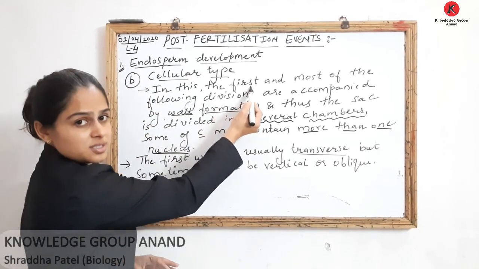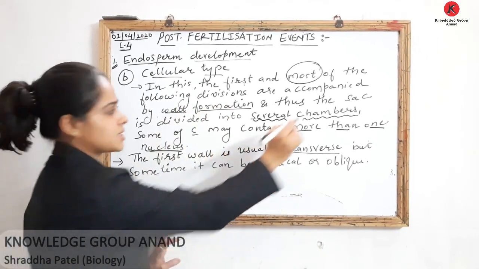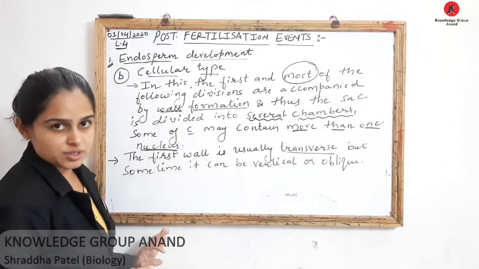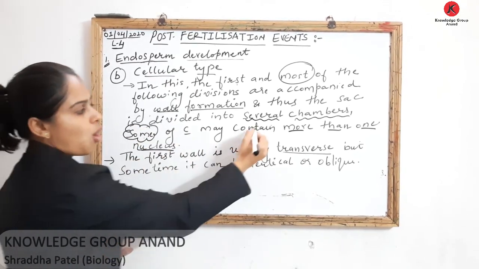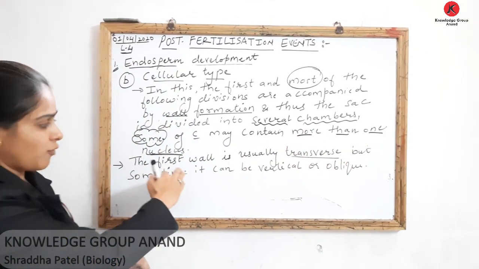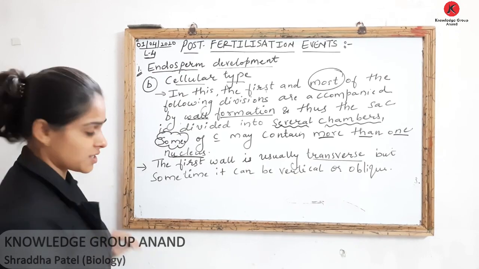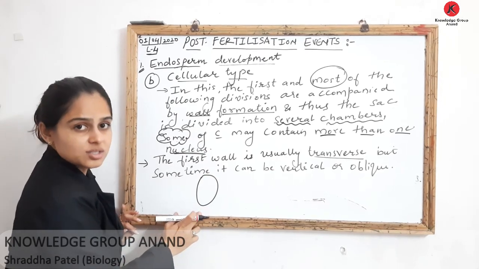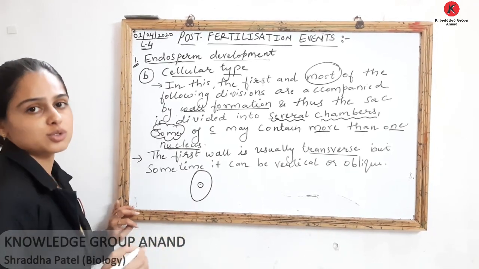Okay, so in this your first, मैंने आपको most of बोला है, सभी नहीं बोला, most of your cell division is accompanied by wall formation, and thus the sac is divided into several chambers, some of which contain more than one nucleus. Okay, ये wall formation या तो transverse होती है, या तो vertical होती है, या तो वो oblique होती है. Say for example, if I want to draw over here, once again this is your embryo sac, micropylar region, chalazal region, यहाँ पे आपका होगा embryo, and this is your primary endosperm cell.